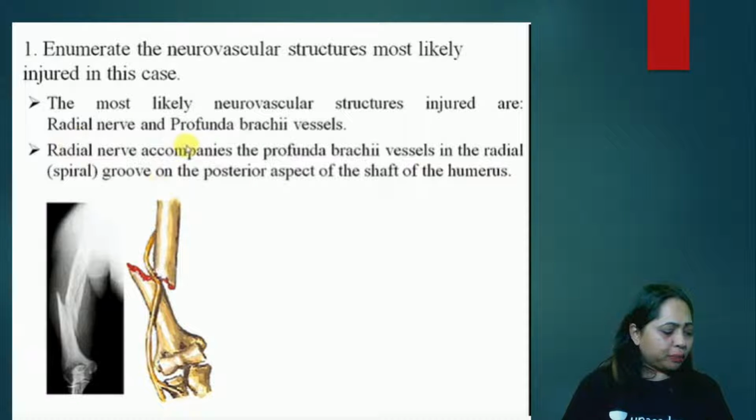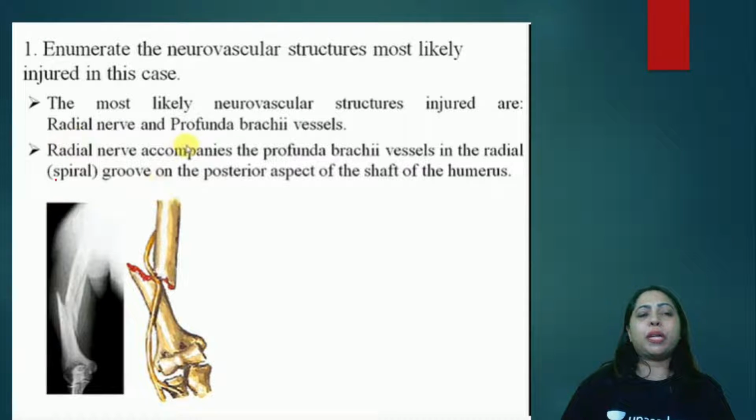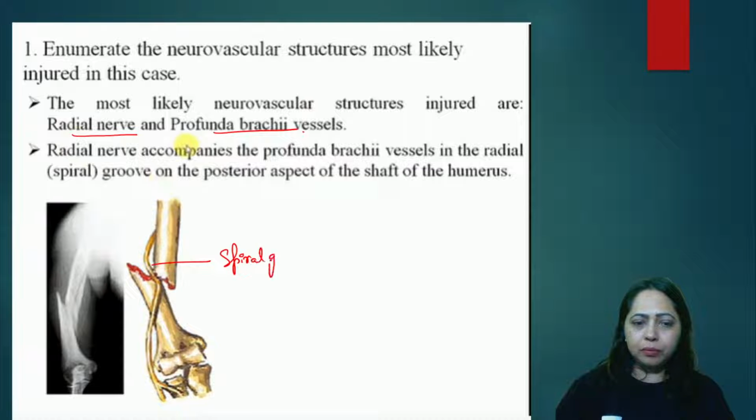So now here is the first one. Enumerate the neurovascular structure most likely injured in this case. The most likely neurovascular structure injured in this case is the radial nerve and the profunda brachii vessels. The nerve accompanies this in the shaft, okay, where there is spiral groove. This is the spiral groove. And you can see the fracture at the spiral groove. So that is what you can see. It's on the posterior aspect of the humerus.